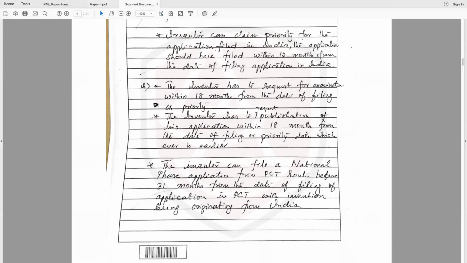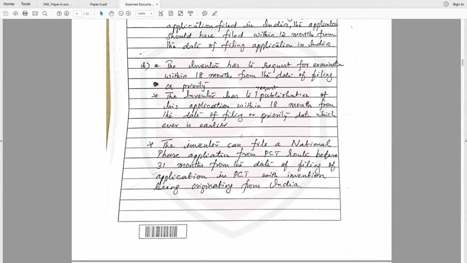So the inventor has to request for exam. Okay, so he goes on to explain about the examination and the publication, which is not asked for, which means that if you can recall one of the webinars where the professor mentioned that time management is key here in paper 2. So you spend at least 5 to 10 minutes on this answer which you are not asked for. So you are deviating from the question.